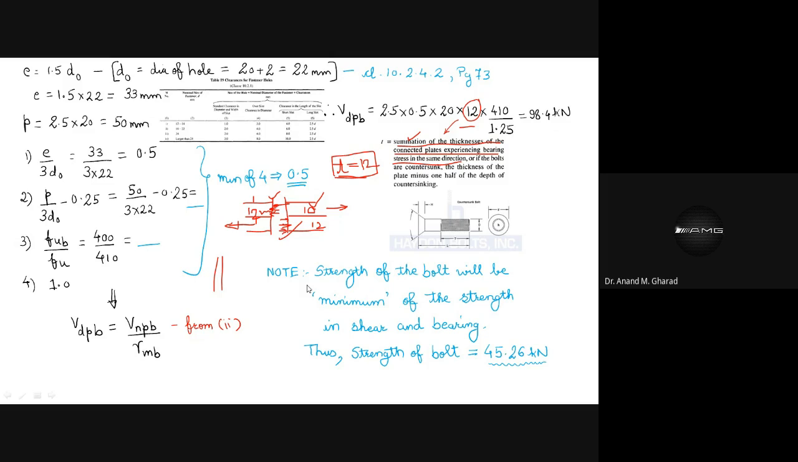But we are supposed to identify the final strength of the bolt, and the final strength of the bolt will be nothing but the minimum of shearing and bearing. That is the critical value. Minimum, least value. Fine.